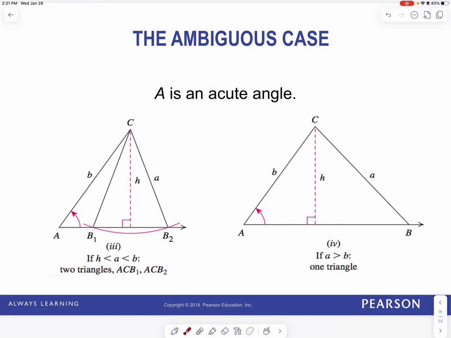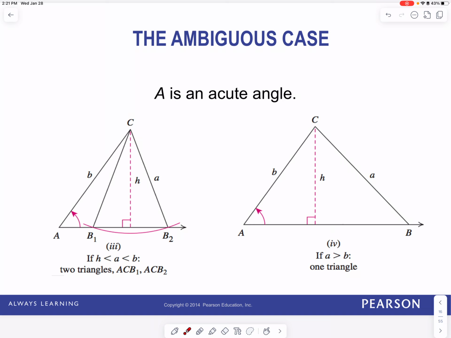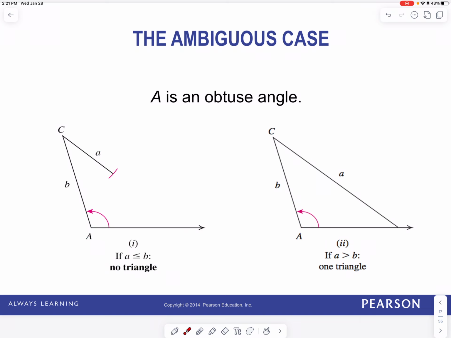Let's work a few examples to see it in action. That's when A is acute. When A is obtuse, there are only two scenarios. If A is less than or equal to B, there's no triangle, because this side is not long enough to reach the base. If A is larger than B, there's just going to be one triangle possible. Again, let's see it in action.